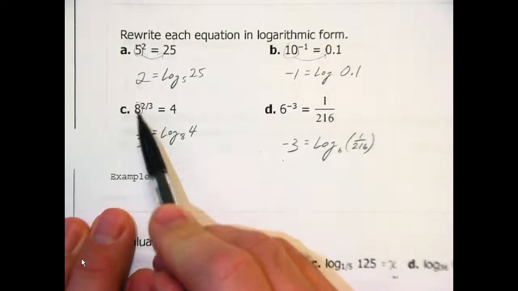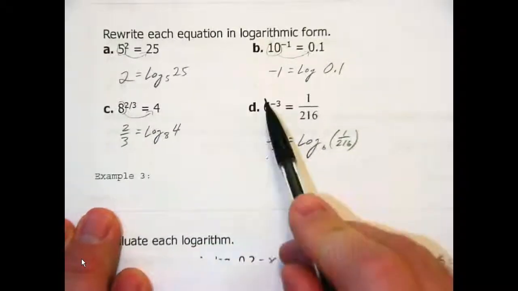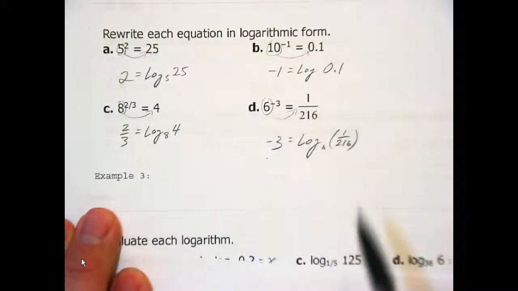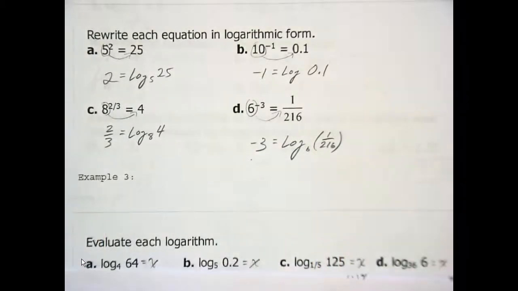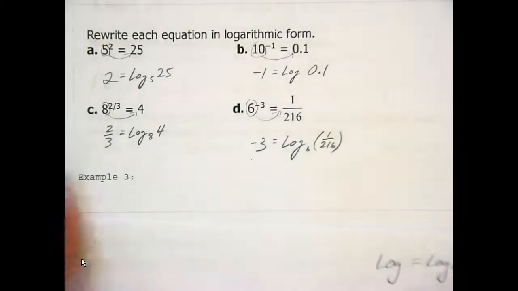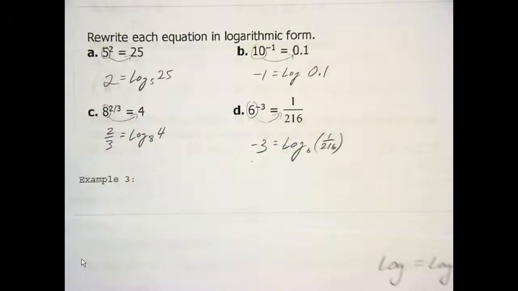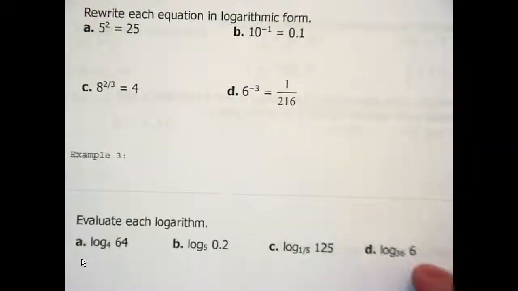Bring this over. Log base 8 of 4 equals 2/3, and log base 6 of 1/216 equals negative 3. All right. Hey, was math created or discovered? Example 3.